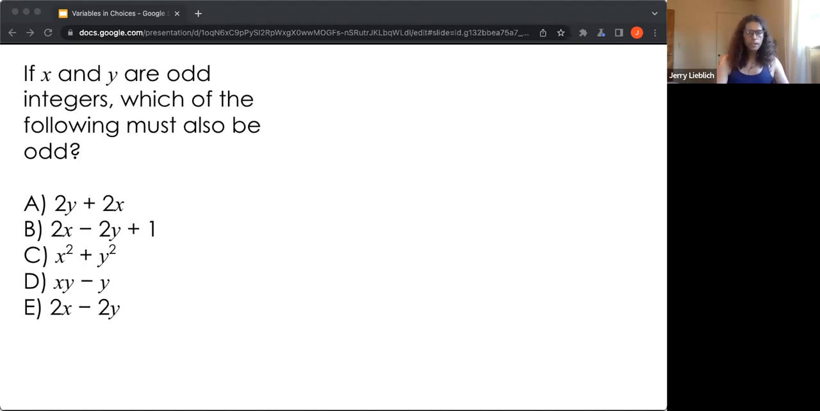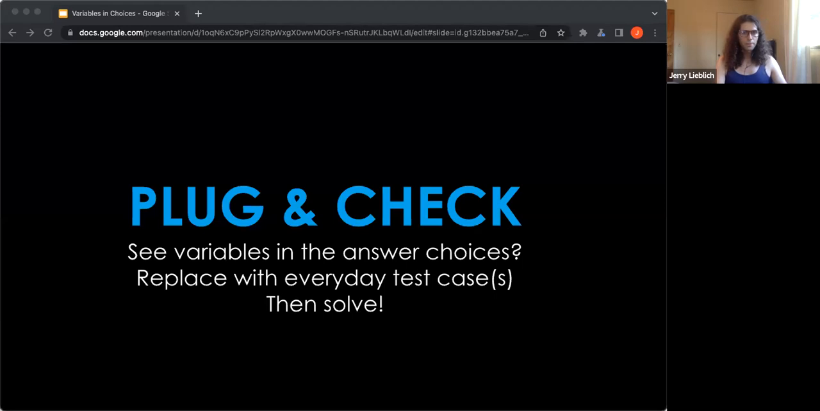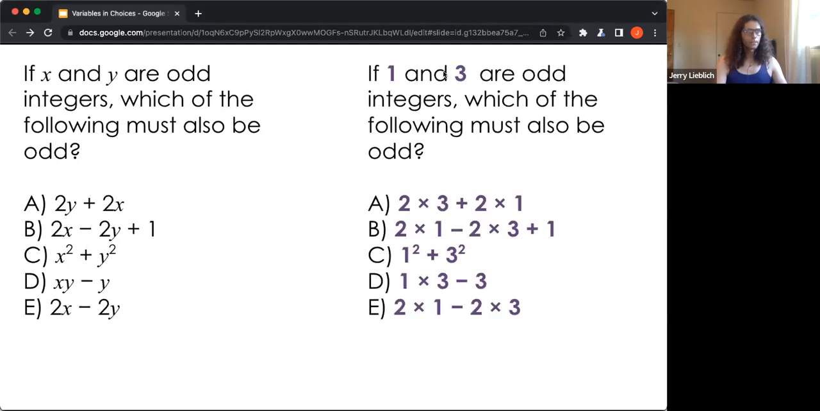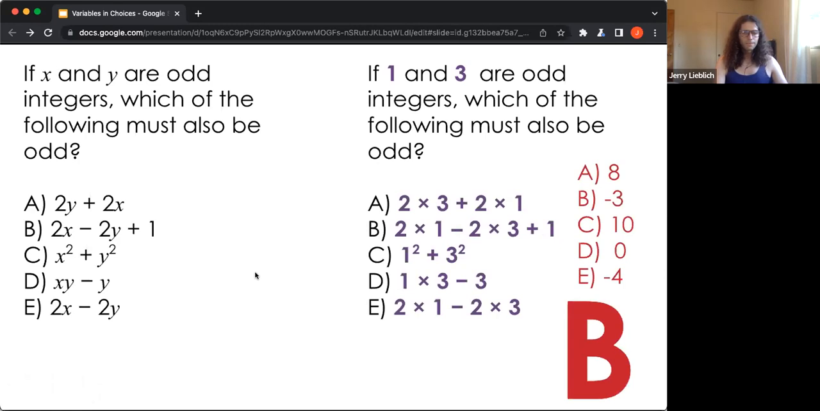Okay, so let's look at this problem. And because I see I'm dealing with variables, this is another chance to use plug and check. So best way to do this, they say they're odd integers. Let's pick two easy odd integers, like 1 and 3. And then if we plug them in, this looks more annoying maybe than it is, right? But we have to do a bunch of arithmetic, whatever, we can do arithmetic. And when we do that, we see the answer is B. Any questions about either this problem or this method?